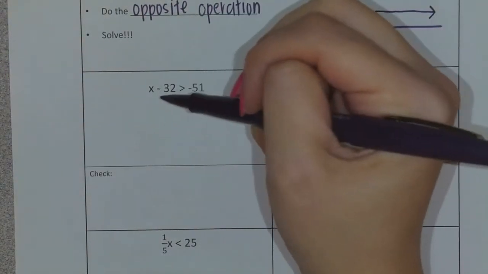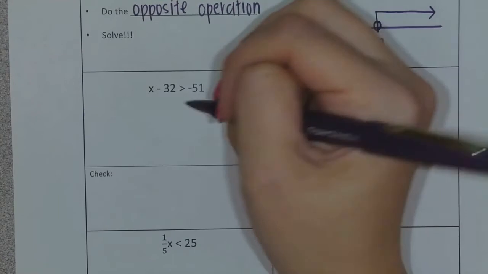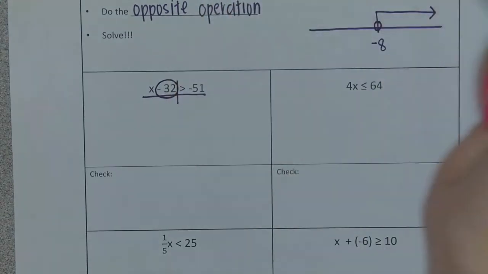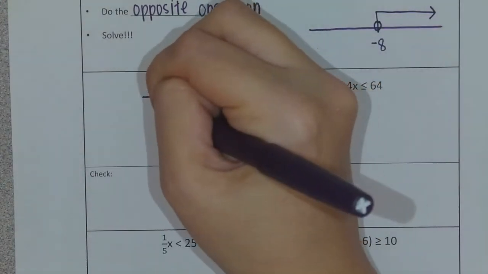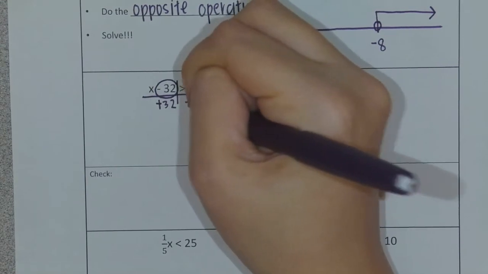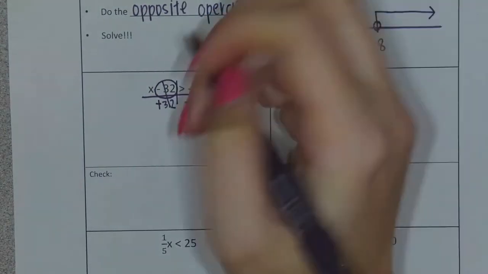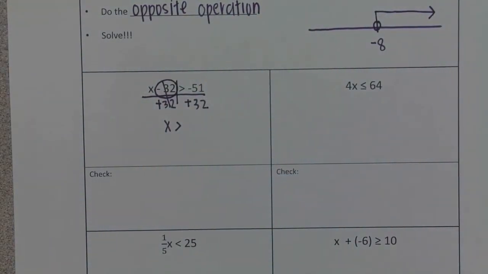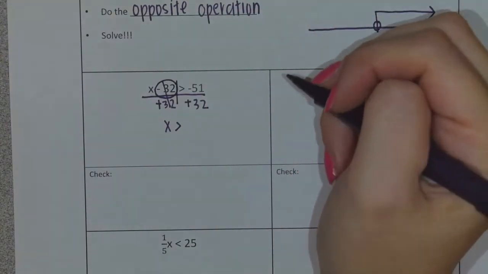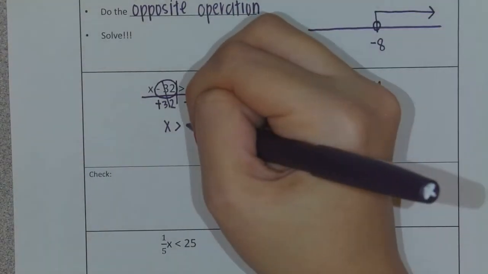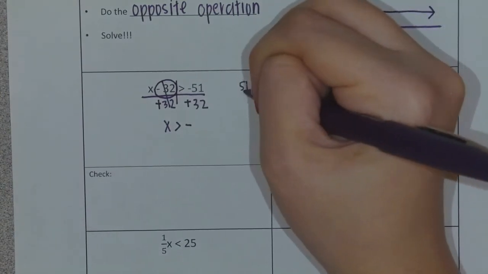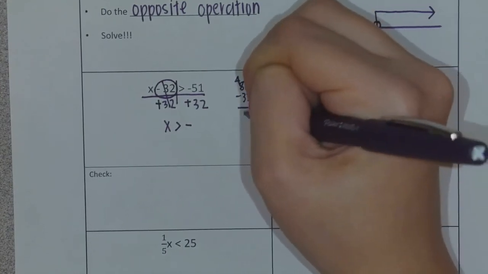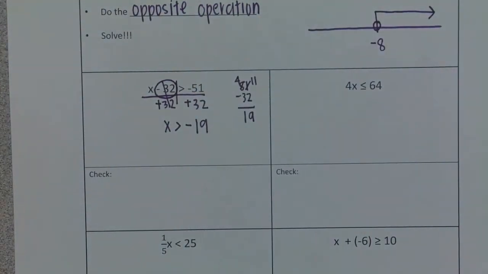So here's my first problem. x minus 32 is greater than negative 51. So I'm going to build my t-chart. Circle what's bothering the x, which is minus 32. The opposite of subtracting 32 would be adding 32 to both sides. My 32s cancel out, so I have x is greater than negative 51 plus 32. I've got different signs, so I need to subtract and keep the sign with the most. My sign with the most is negative, and now let's subtract 51 minus 32. When I do that, I get negative 19.